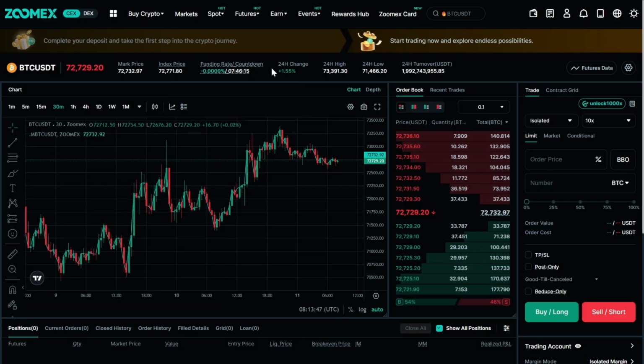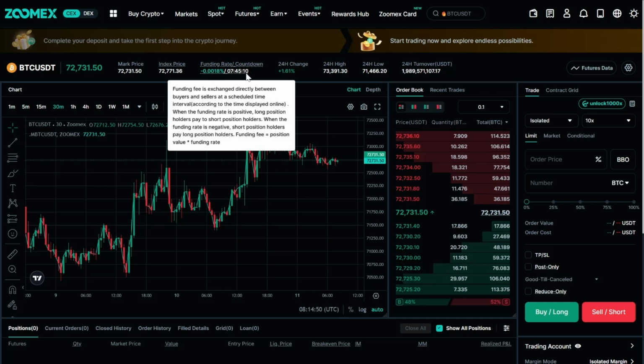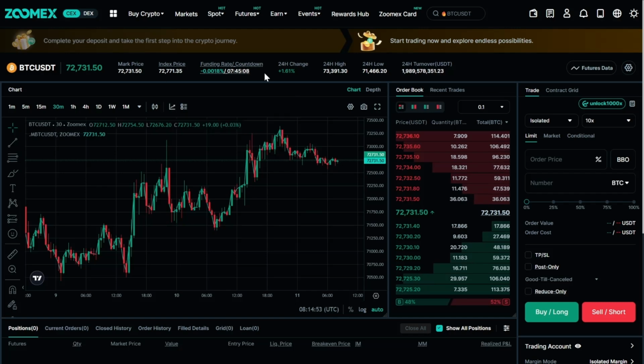On this top bar, we can see something called the funding rate / countdown. The funding rate is a small fee paid between traders to keep the futures price close to the real market price. If the rate is positive, long positions pay shorts, and if it's negative, shorts pay longs. So right now we can see the funding rate is negative, so shorts are paying longs.